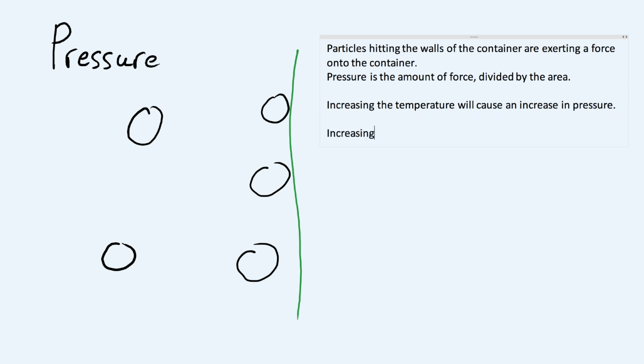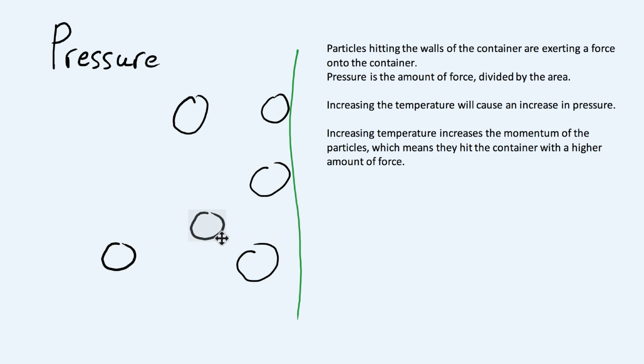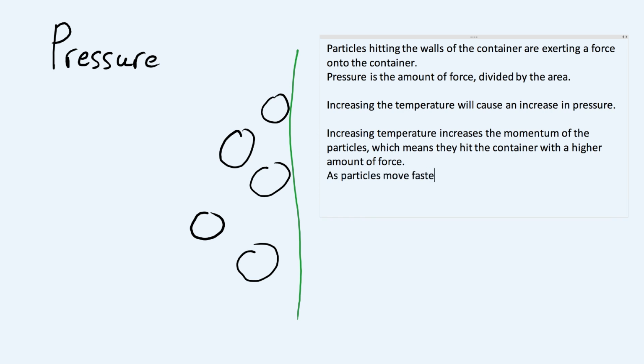So increasing temperature increases the momentum of the particles, which means they hit the container with a higher amount of force. Another point is that if these are moving faster, then they're going to hit the wall more often. There's going to be more frequent collisions with the wall, which means the total amount of force exerted onto the walls of the container is higher as well. So as particles move faster, the collisions with the wall are more frequent, and so total force is increased.